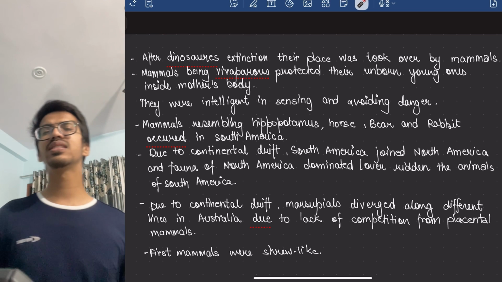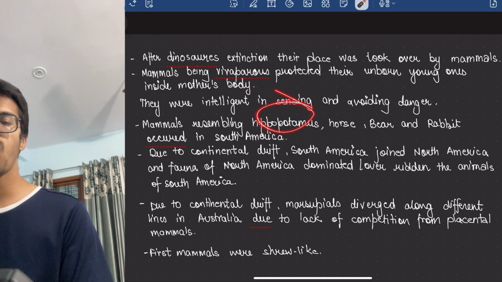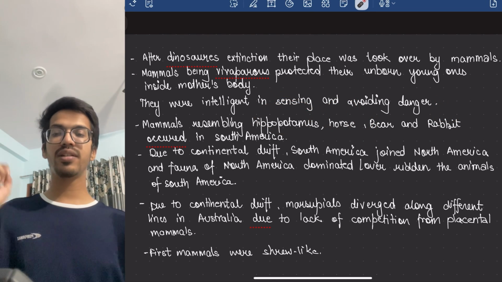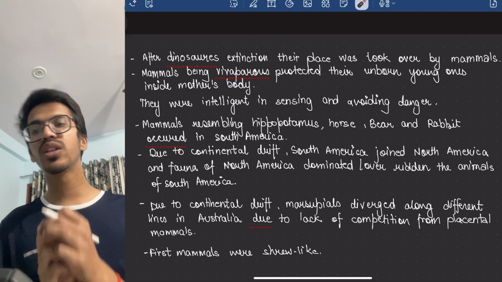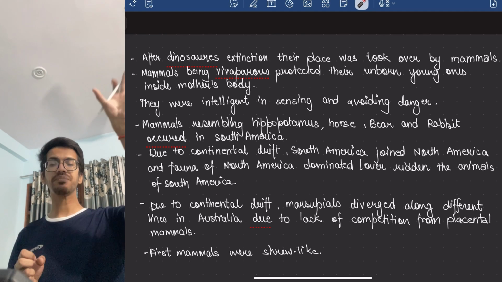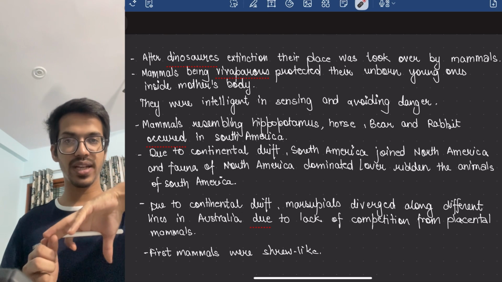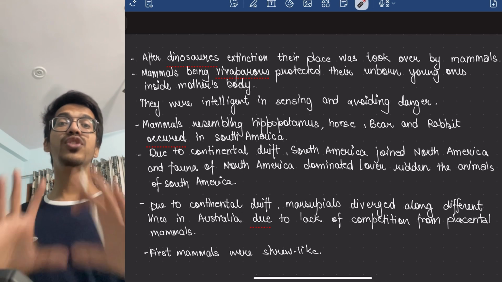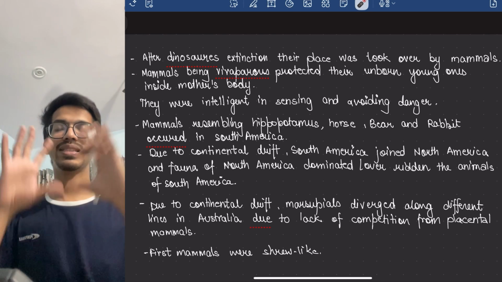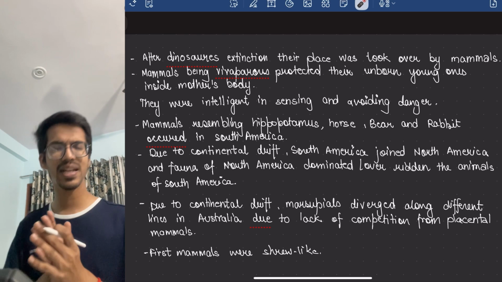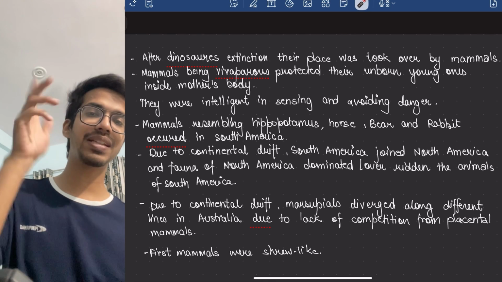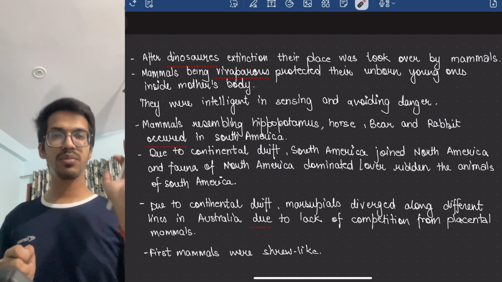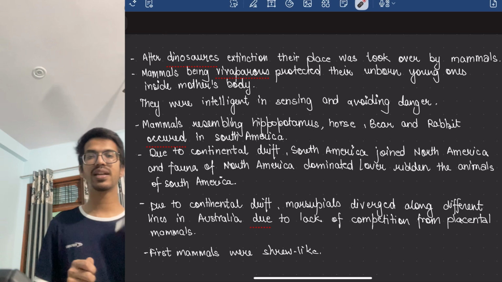In different places, similar-looking animals like hippopotamus, horse, bear, rabbit kind of occurred in South America. When the continental drift happened and South America joined with North America, the North American fauna actually overpowered the South American fauna and completely destroyed it. But the similar kind of fauna which was not destroyed by the placental mammals, you might have studied in the animal kingdom. So there we have the placentals and the marsupials. Marsupials are the ones which got carried away in South America by the North American placental mammals.